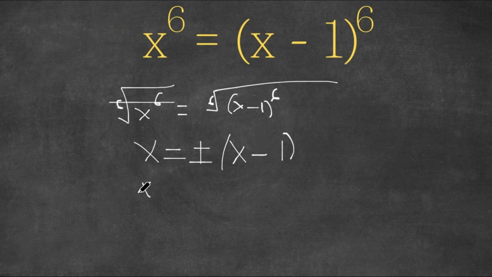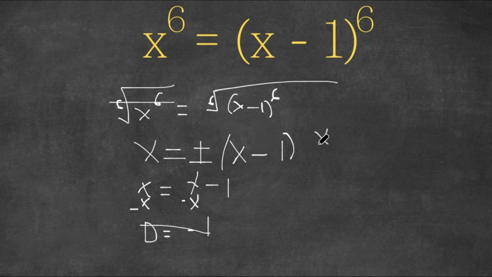So we're going to do x equals x minus 1. Now if we subtract x on both sides, we get 0 equals negative 1. And this is actually a false equation, meaning this wouldn't work. x can't equal x minus 1. So we can't use the positive version.